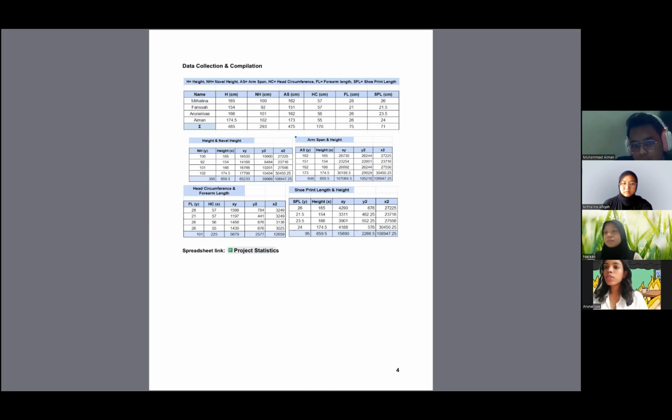We also find X to the power of 2 and Y to the power of 2. For this, we just take the X value, for instance 165, and multiply it by 165, so you get X squared. The same applies for all of the tables. Once you find X squared and Y squared, you also total them up. After each multiplication is done, you have to find the total for all of the columns. So that's all for data collection and compilation.